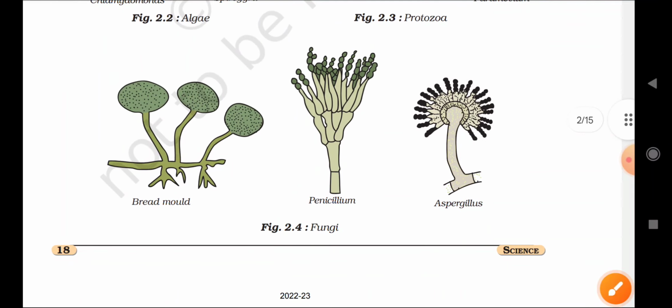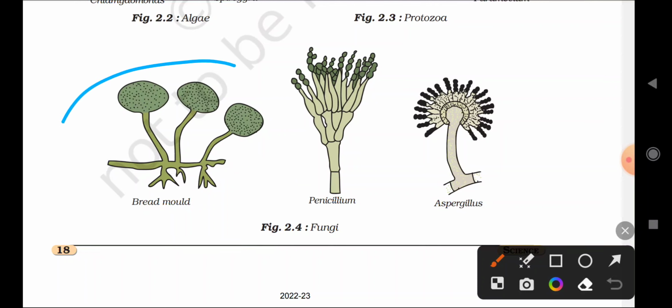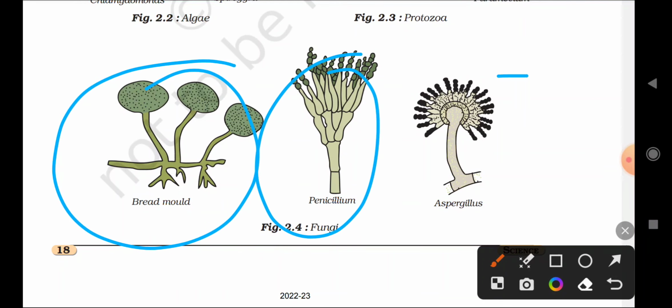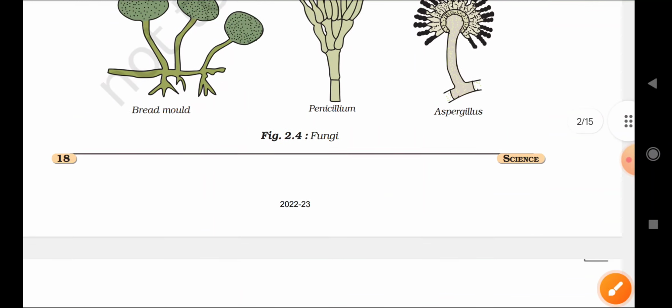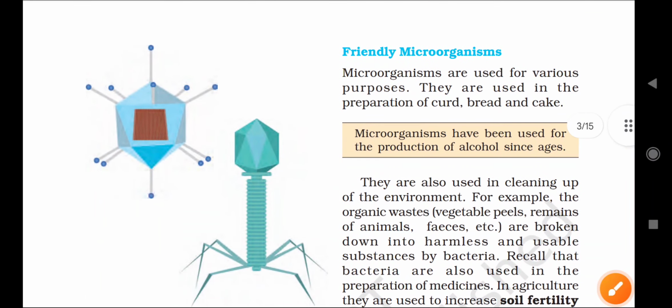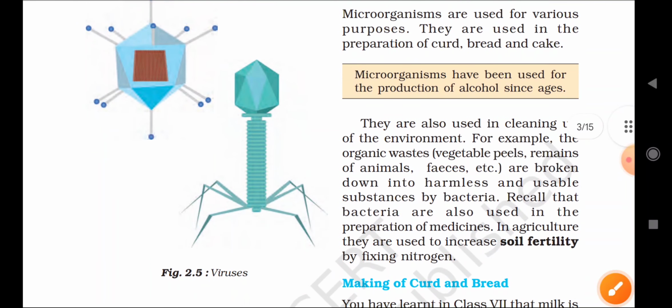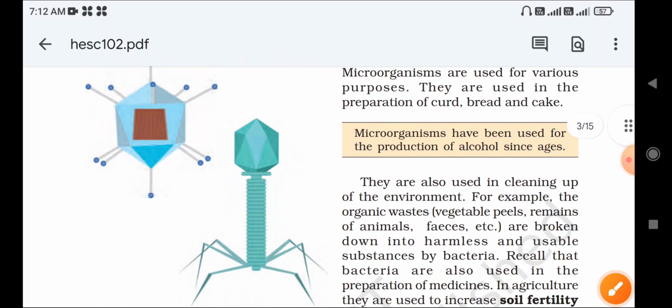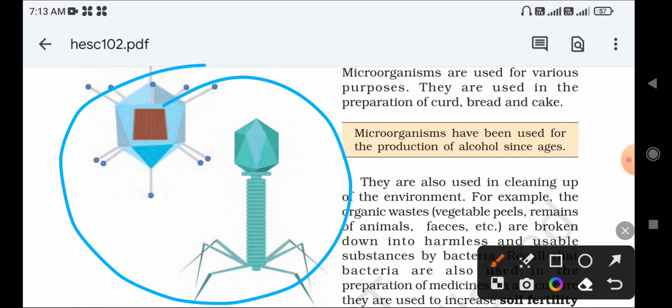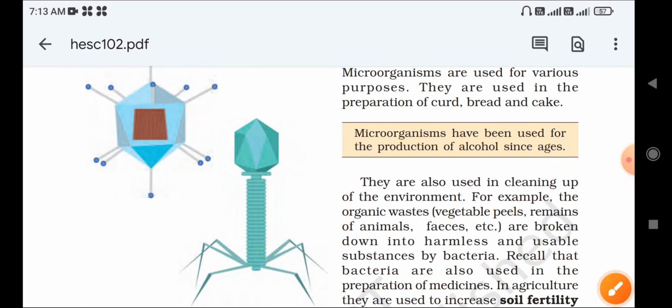Next comes fungi. In fungi, there are bread mold, Penicillium, and Aspergillus. These are the types of microorganisms and their examples. Another one we discussed is the virus. This is the picture, the diagram of a virus. They look like this.